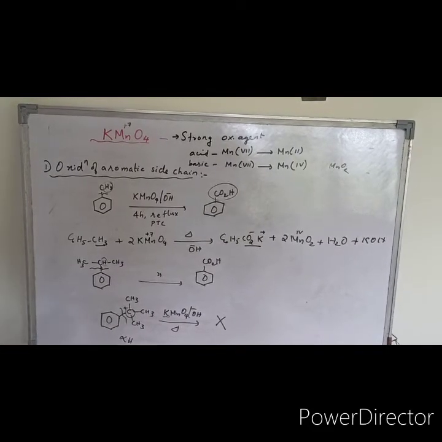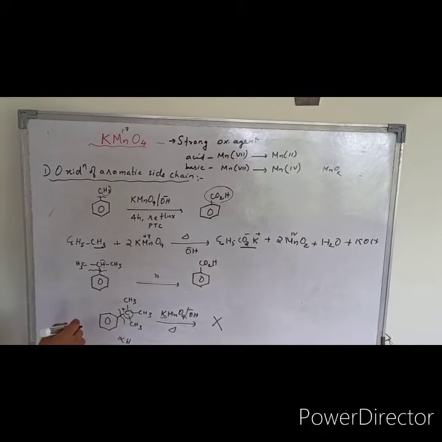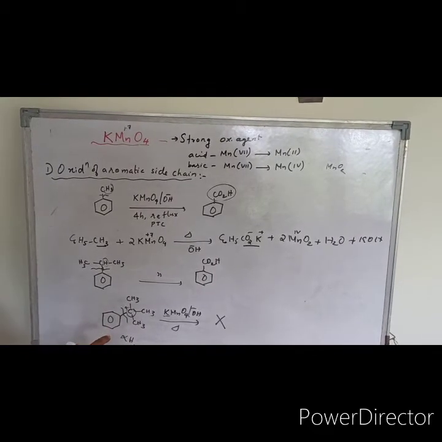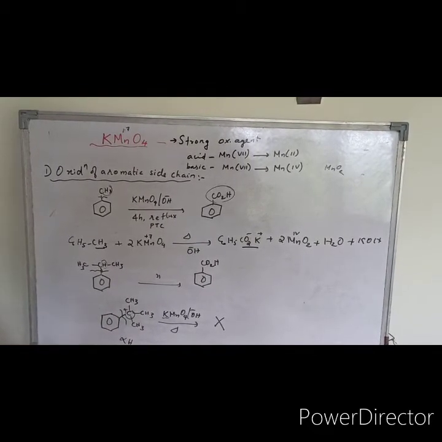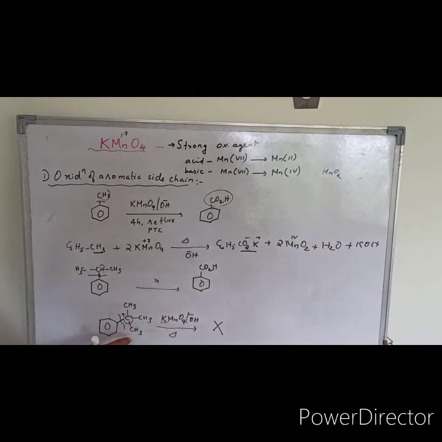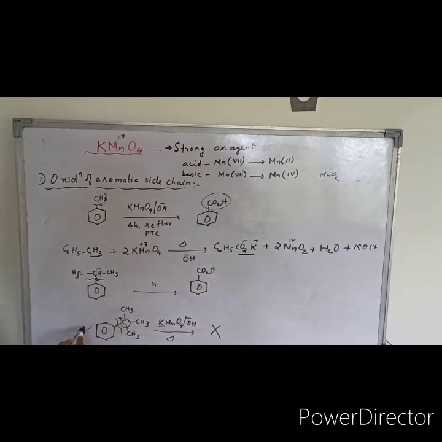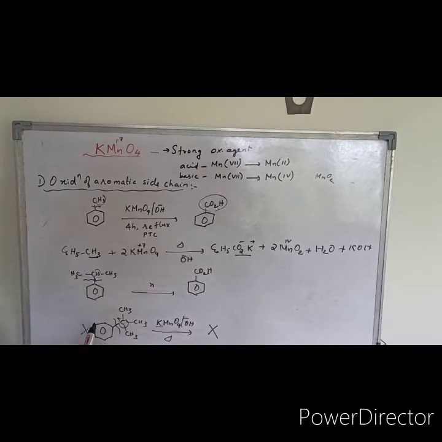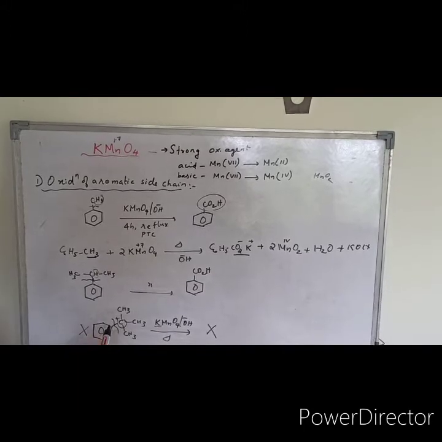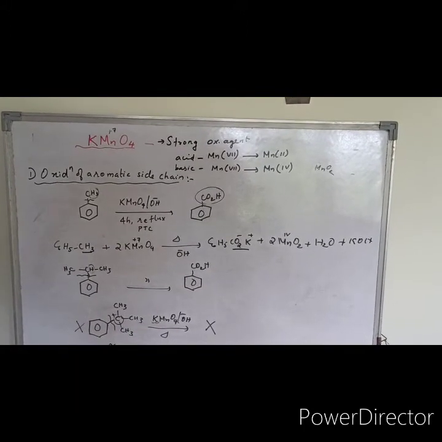You have to understand that the alpha hydrogen atom at the benzylic position is susceptible to attack by the oxidizing agent. So there must be at least one such alpha hydrogen at the benzylic position in order for this reaction to happen. A starting material which does not have an alpha hydrogen will not undergo side chain oxidation.